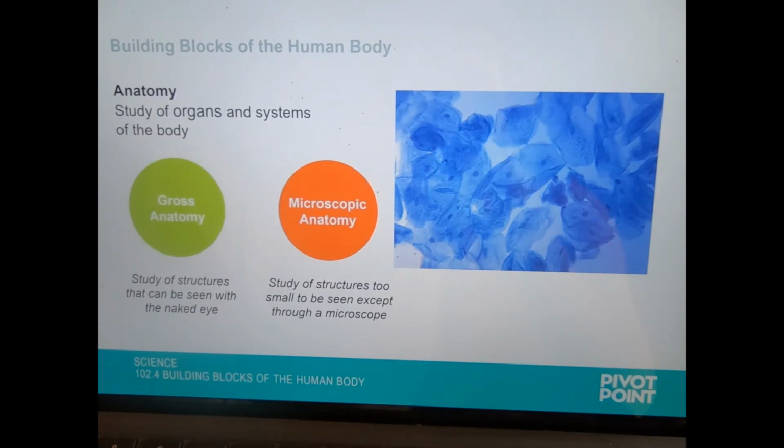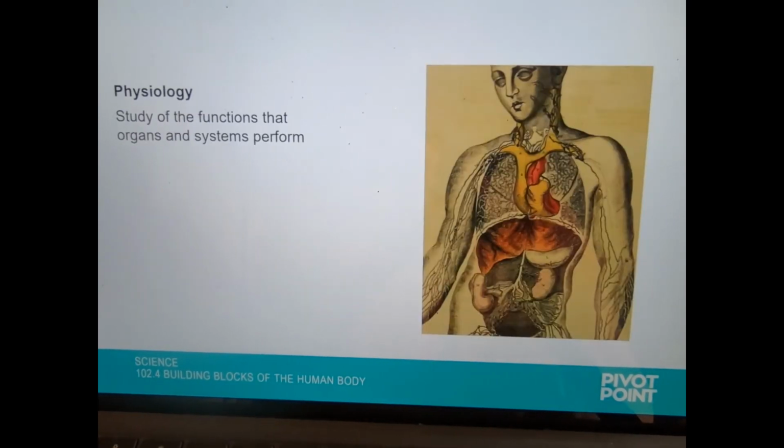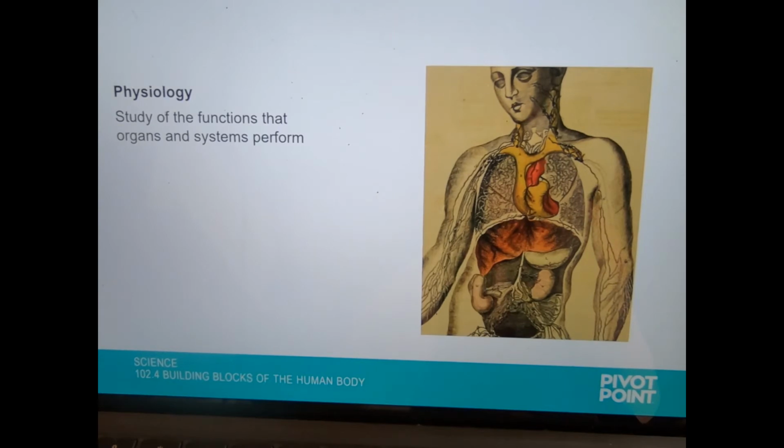And obviously anatomy is the study of organs and systems of the body. Okay, physiology is the study of the functions that the organs and systems perform. So we learn about the heart, and then we learn about what the heart does. That's physiology. Or we learn about the skin, and then we learn about what the skin does. Again, that's physiology. So it's different. Anatomy, we're looking at the actual parts. Physiology, we're looking at what those parts do.